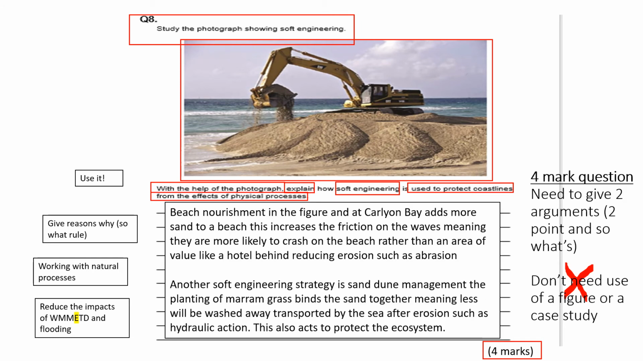So then let's have a little look at this model answer written here. Beach nourishment in the figure, because that is what it's actually showing, and at Carlisle Bay adds more sand to a beach. This increases the friction on the waves, meaning they are more likely to crash on the beach rather than an area of value like a hotel behind it, reducing erosion such as abrasion. So remember I said earlier we've got a link specifically to protecting the coastline. There is my link. We're literally saying erosion such as abrasion.